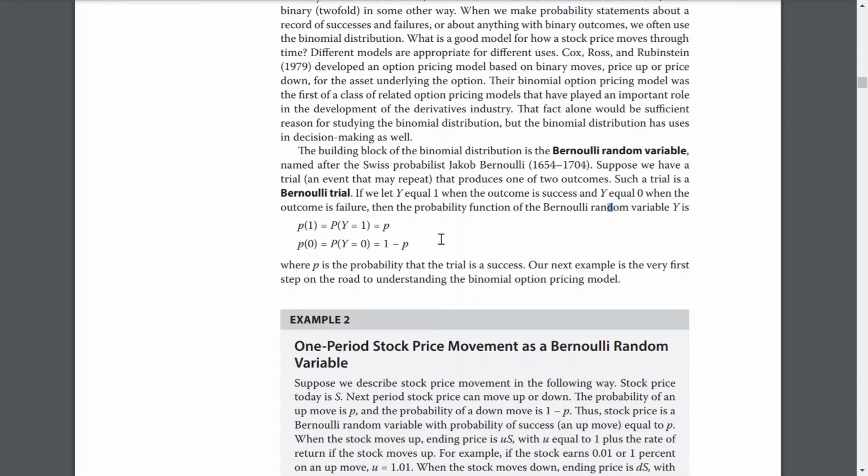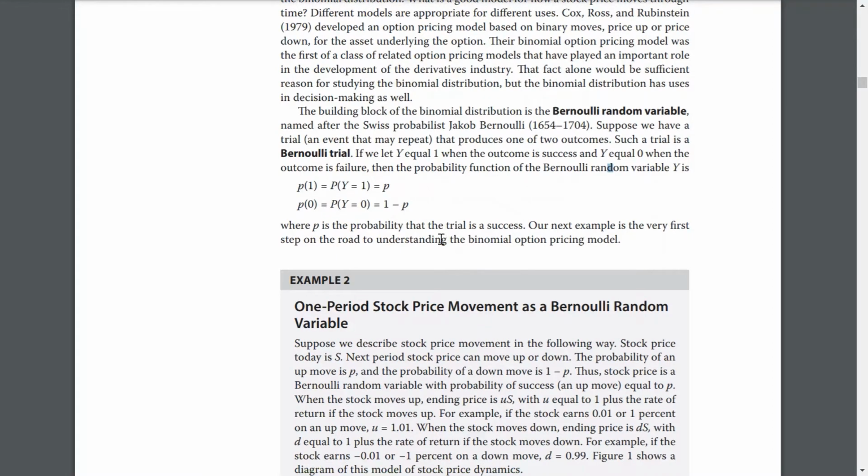The building block of the binomial distribution is the Bernoulli random variable, so named after the Swiss probabilist Jacob Bernoulli. Suppose we have a trial, an event that may repeat, that produces one of two outcomes. Such a trial is a Bernoulli trial.